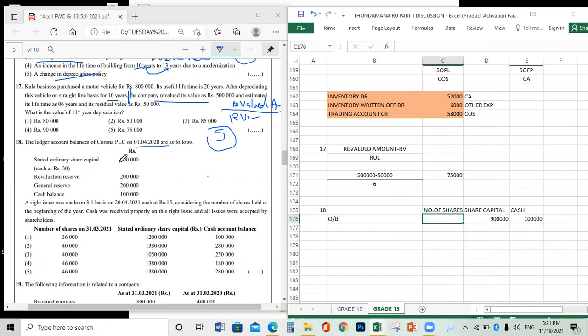Okay. So then after that, you can find the number of shares. Now see how to find it. 900,000 is the share capital and each share is 30. How many shares do you have? 900,000 is the share capital. Each share price is 30 rupees. How many shares do you have? Can someone quickly calculate?